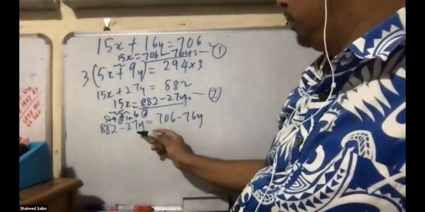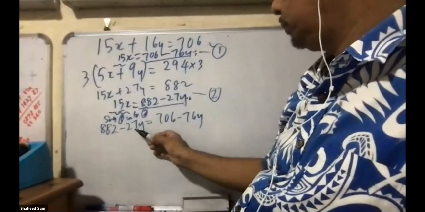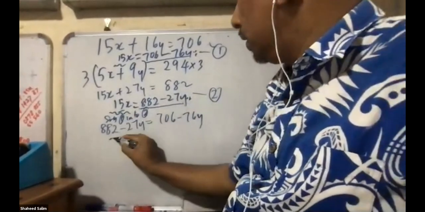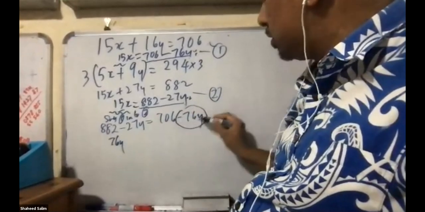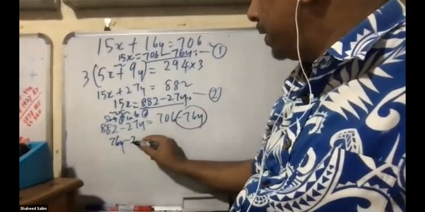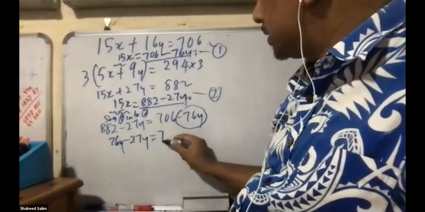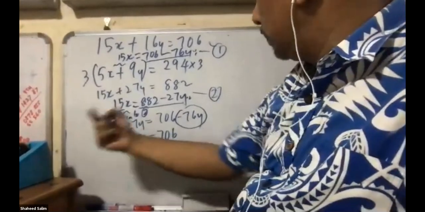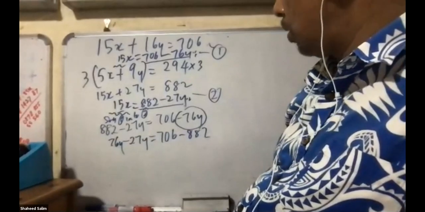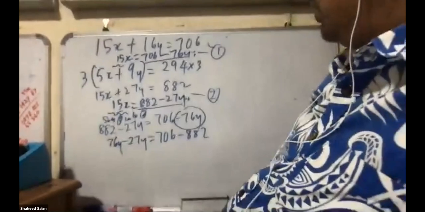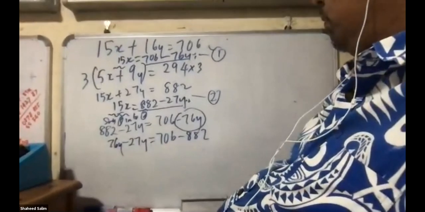Then you can bring 76 over there, you get 76y. Minus becomes plus. Remember, the minus belongs to 76, become plus, minus 27y. Then 706 plus 82, you bring over the sign, become minus 882. Oh, but we have a problem here. I made a mistake somewhere. Inshira, can you find my mistake?